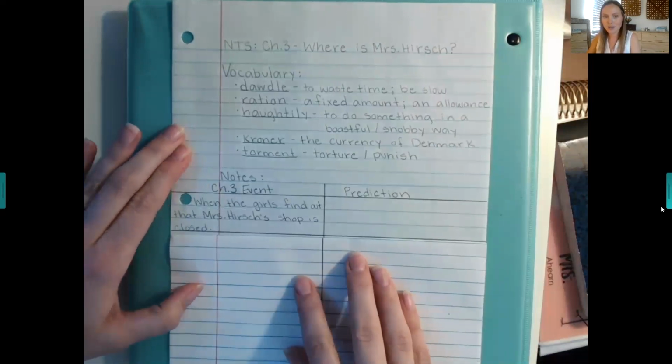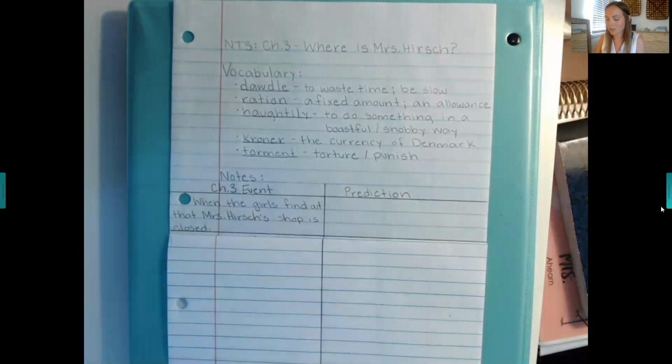And let's jot down in our notes. Something that just happened: the girls found out that Mrs. Hirsch's shop is closed. Then they saw on the door a note, but they couldn't read it because it was written in German. I want to see if you can pause and jot down a prediction. What do you think is going to happen? Why do you think her shop is closed? Something like that. You can pause me, but I'm going to go ahead and keep reading.